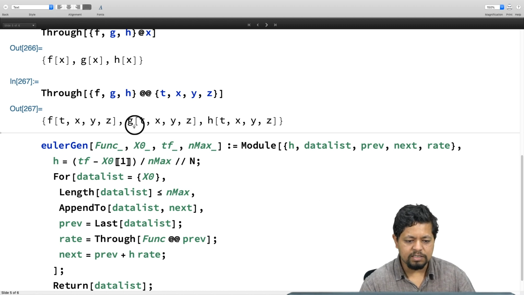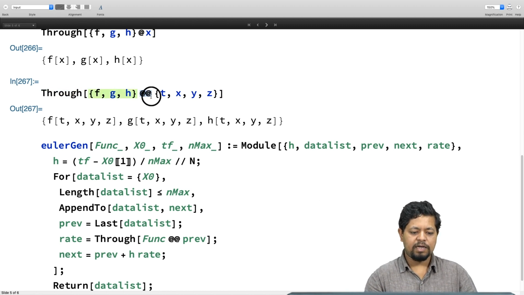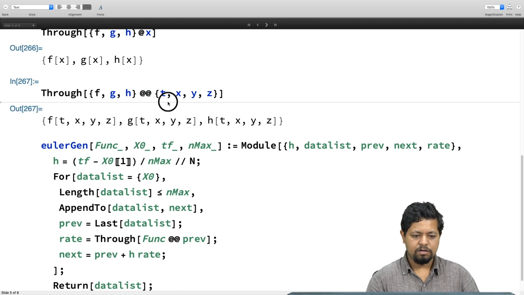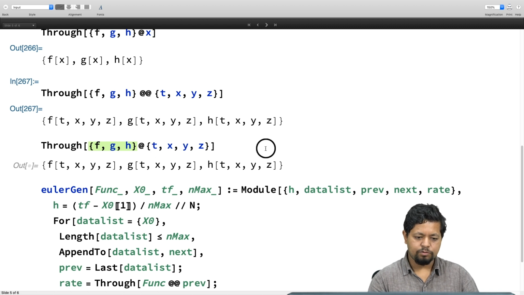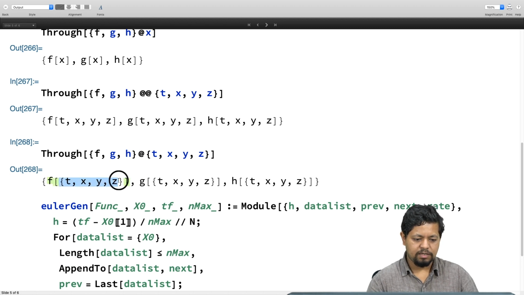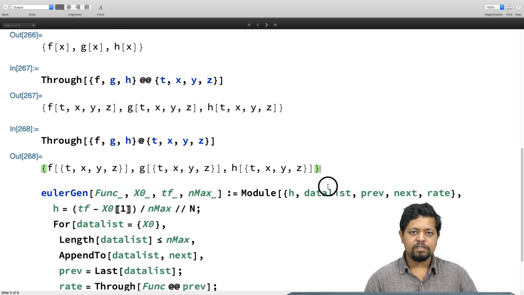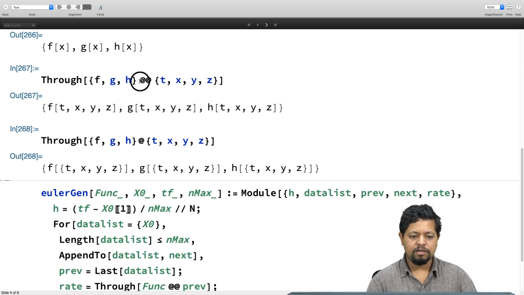There are two ways of doing this. Either I can use the Map operator, or alternately I can also use the Apply operator in the following sense. If I use a single Apply operator, I'm going to get f applied to the vector t, x, y, z, g applied to the vector t, x, y, z, and so on. I can use either of these constructs, and it depends on how you define your functions f. So let's work with the Apply example, and you can modify the Euler general function that I'm going to give you for this example.